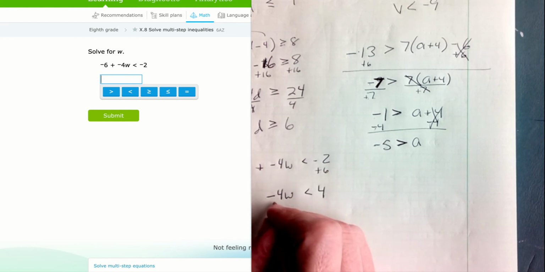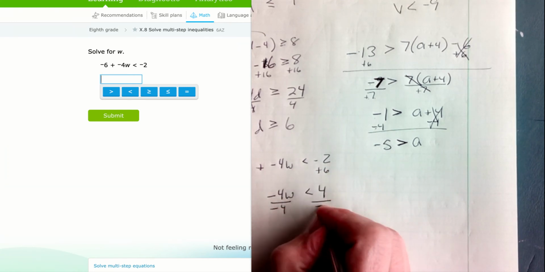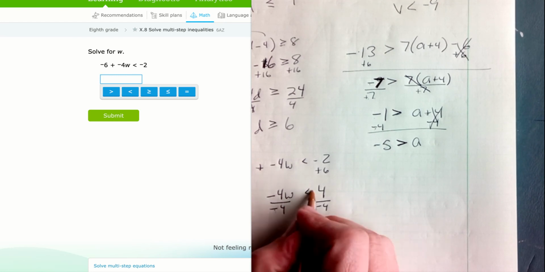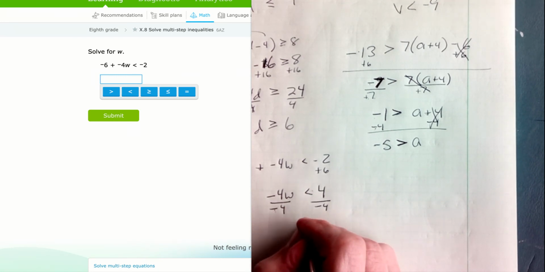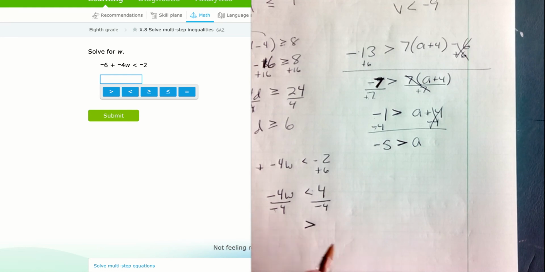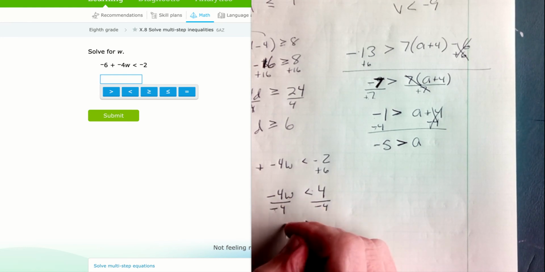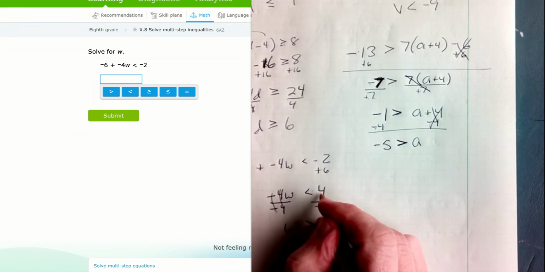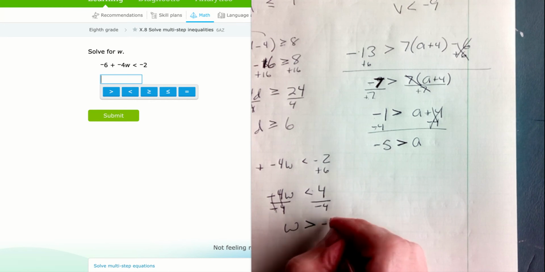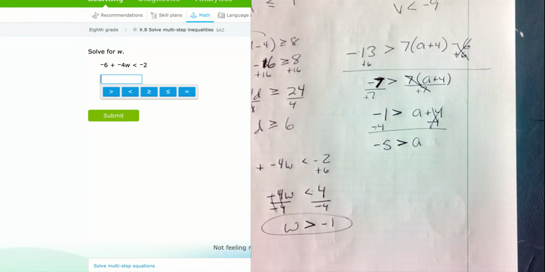Now I'm going to divide by negative 4. Now I divided by a negative, so now that inequality symbol flips. Remember, if you ever multiply or divide by a negative number, it flips. W's left, and then 4 divided by negative 4 is negative 1. And we get W is greater than negative 1.